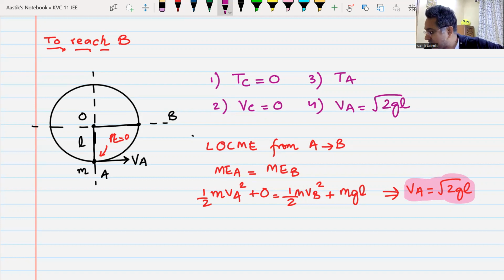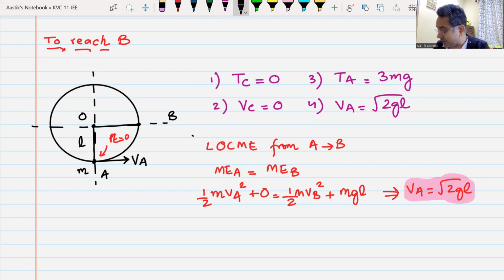What is the tension at point A going to come? 3 mg. Well done. So now you have probably understood the concept, and you are ready to use the equation.